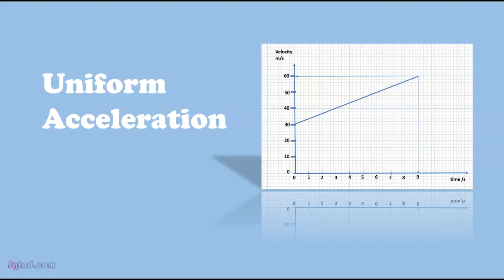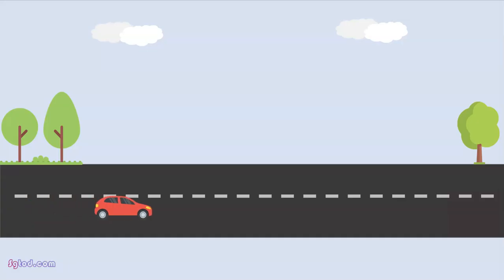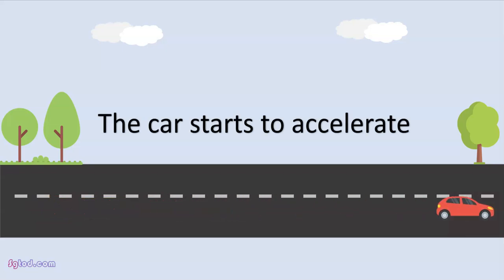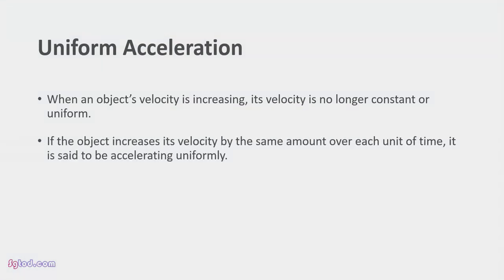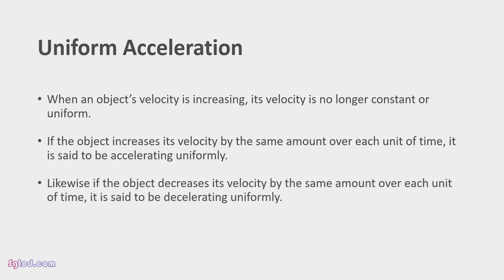In this lesson, we are going to study the graphs of objects moving with uniform acceleration. When an object's velocity is increasing, its velocity is no longer constant or uniform. We say that the object is in acceleration. If the object increases its velocity by the same amount over each unit of time, it is said to be accelerating uniformly. Likewise, if the object decreases its velocity by the same amount over each unit of time, it is said to be decelerating uniformly.